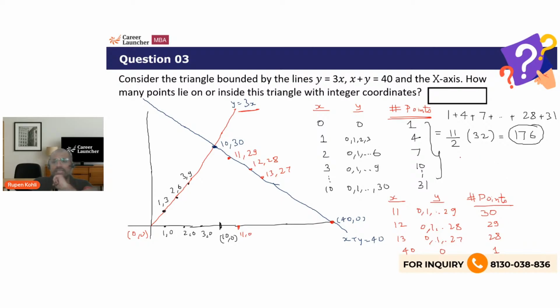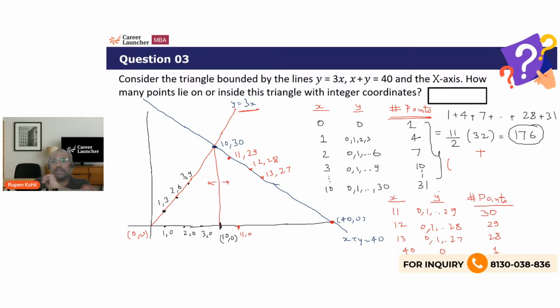So what we need to add here is simply the summation of the first 30 natural numbers, 1, 2, 3 up to 30. These many points are coming from the second part of the triangle. Basically, I've divided the counting into two parts: one before and up to 10, and one beyond 10, right? So here we got 176 points.